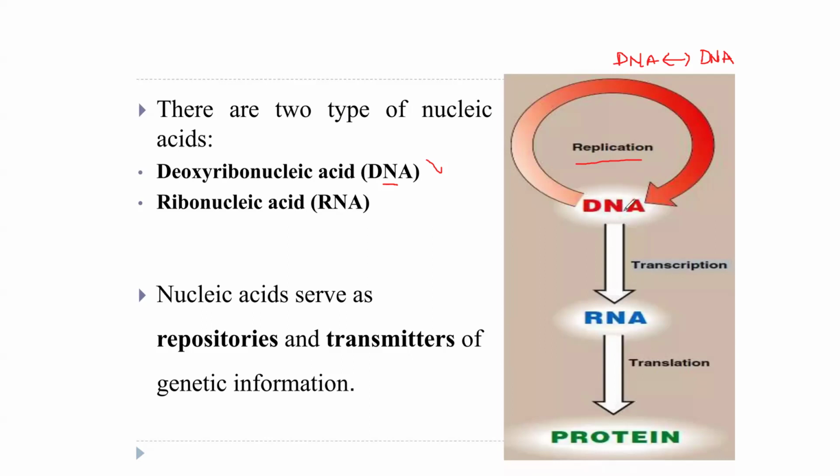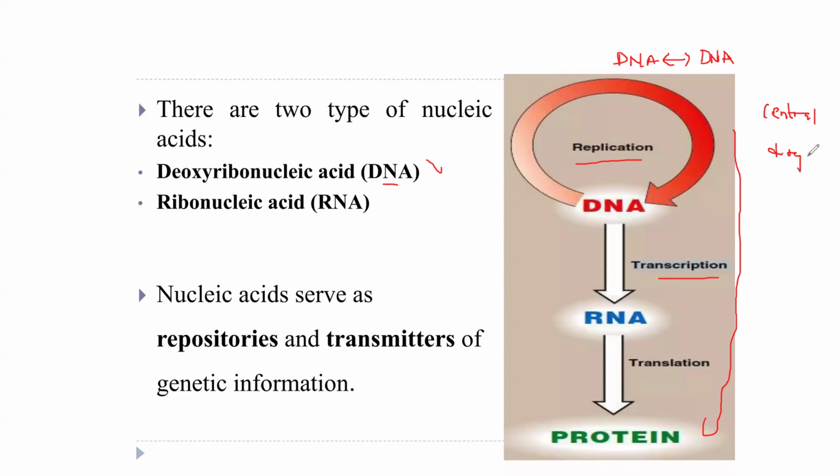But when this DNA molecule is converted to produce RNA, then the process is called transcription. So the copy of mRNA or RNA from DNA is called transcription. And then the copy of RNA to protein is called translation. All this together, we call the central dogma of molecular biology.